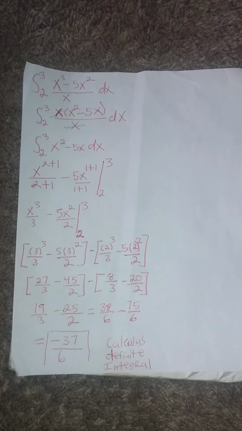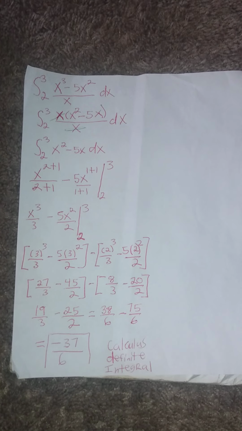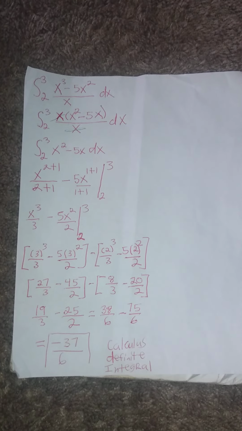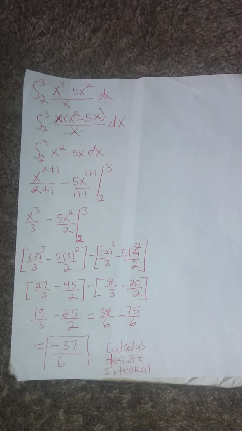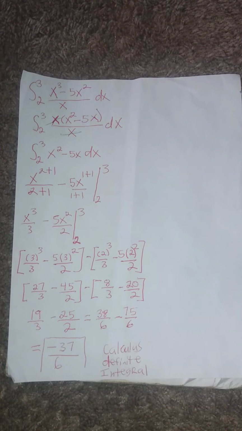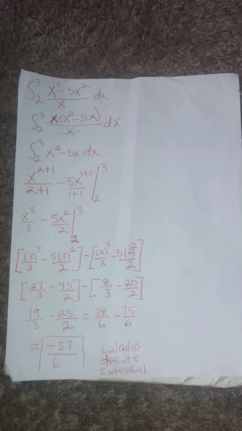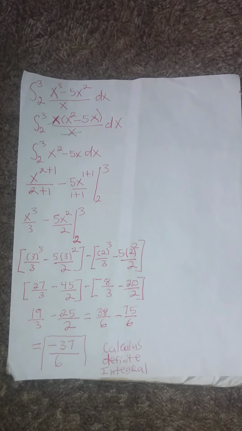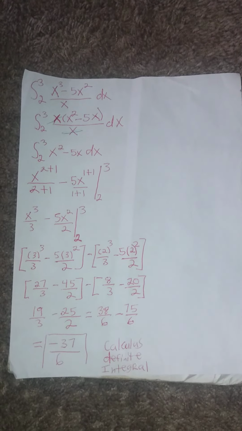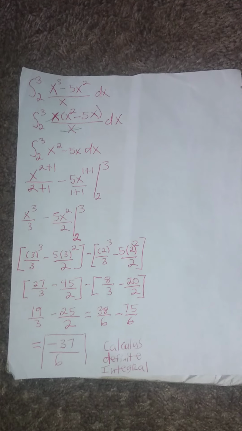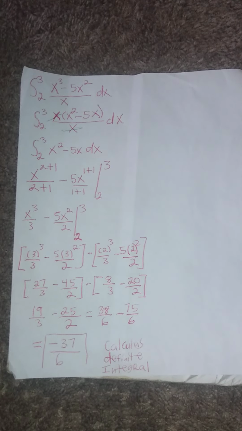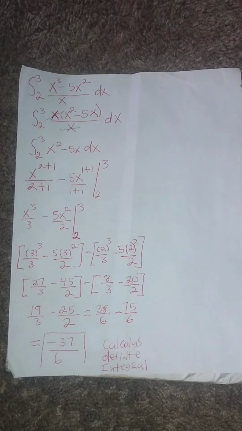The rule states for integrating functions like this, we add 1 to the exponent and divide by the sum. So again, you add 1 to the exponent and divide by the sum. So the first part, you will deal with x to the 2 plus 1 divided by 2 plus 1, minus 5x to the 1 plus 1 divided by 1 plus 1. For letters that do not have a visible power, it is automatically a 1 to start out with. So it is x to the 2 plus 1 divided by 2 plus 1, minus 5x to the 1 plus 1 divided by 1 plus 1, from 2 to 3.